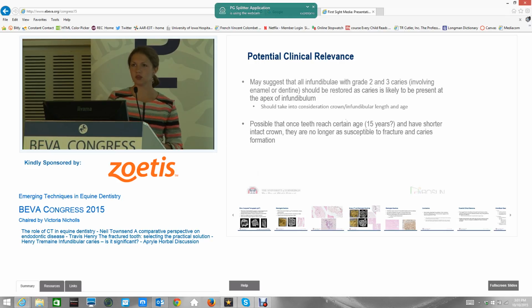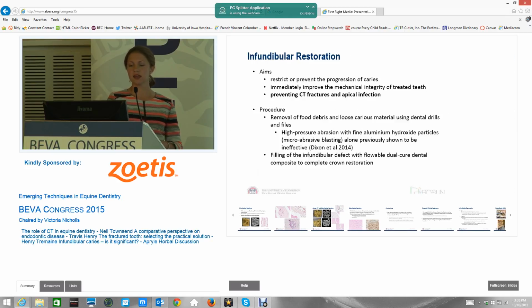So that gets us into a restoration technique, aiming to restrict the progression of caries, immediately improve the integrity of the teeth, and also overall to prevent fractures and apical infection of the teeth. The procedure is meant to remove food debris and loose carious material using dental drills and files, and that's how it's done by most people today. In the past, we were using high-pressure abrasion, which was shown to be ineffective. The filling of the infundibulums is then completed with flowable dual-cure dental composite.